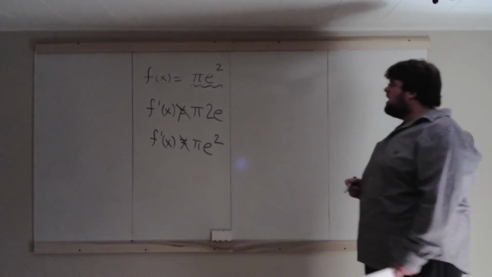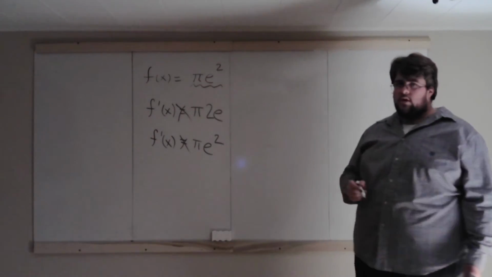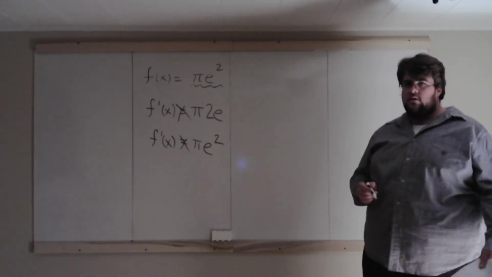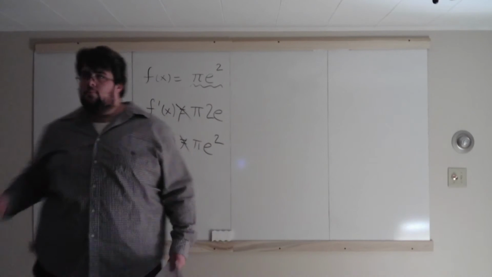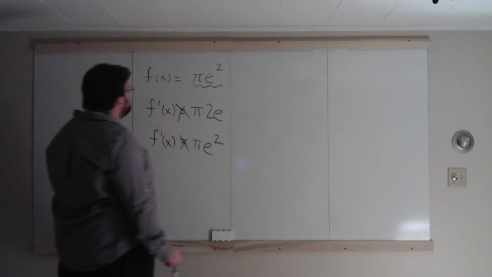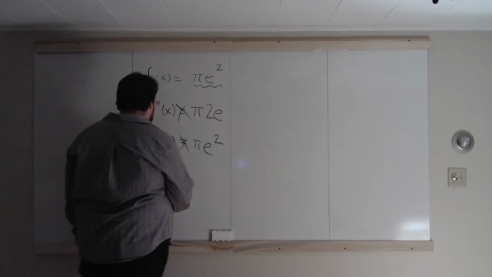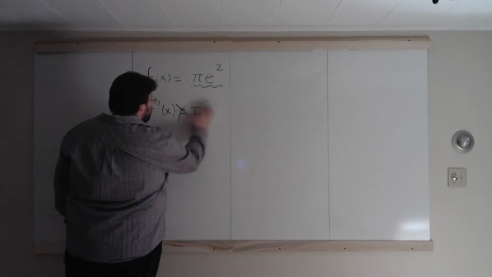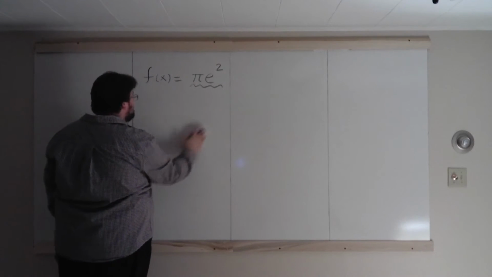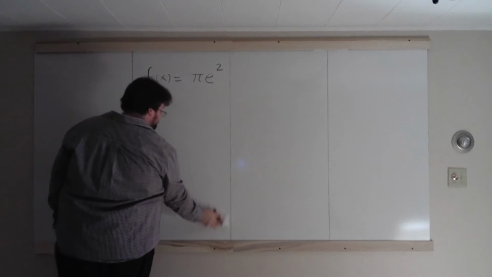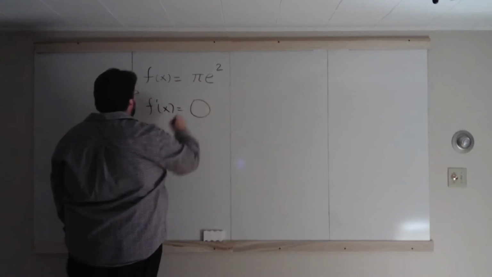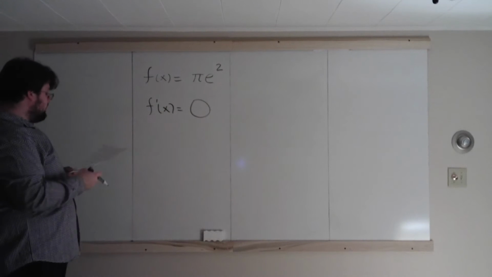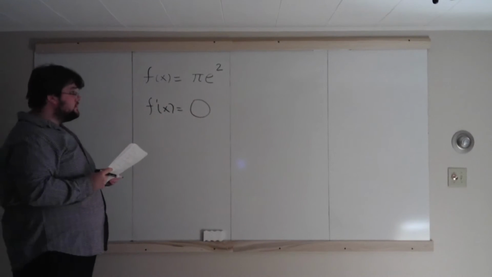Pi times e squared. Well, pi is a number. E is a number. So pi times e is just some random number. It's something in like the 20s or something. But it's a number. Rule 1 tells us how to take the derivative of a number. Derivative of a number, of a constant, is just 0.